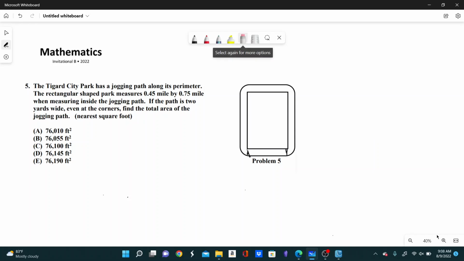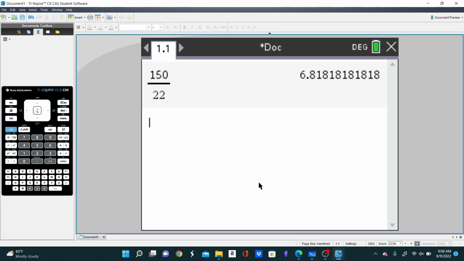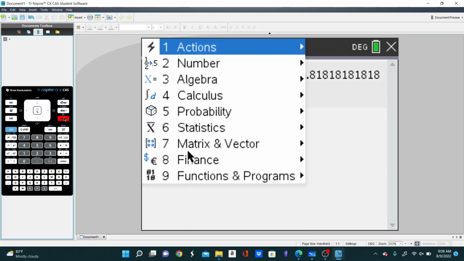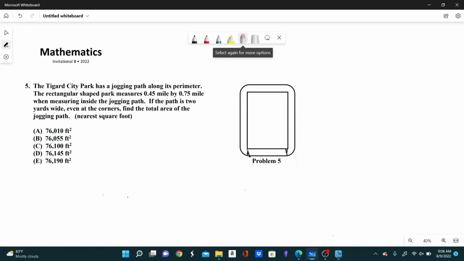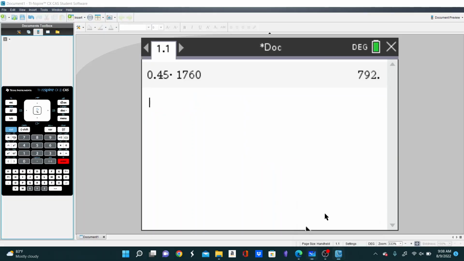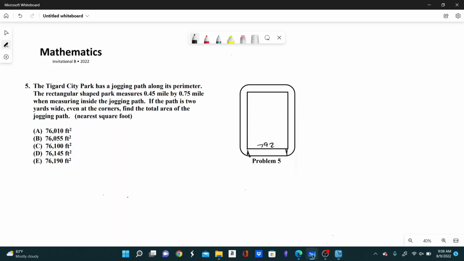So if it's 0.45 miles, 1 mile is 1,760 yards. So 0.45 times 1760, so that's 792 yards on this side. And 0.75 of 1,760, well, that's 1,320 yards.